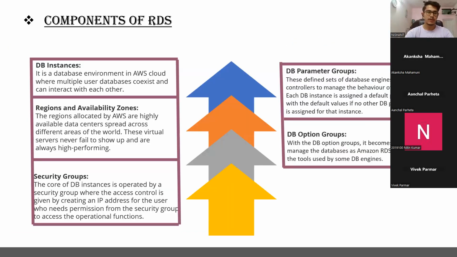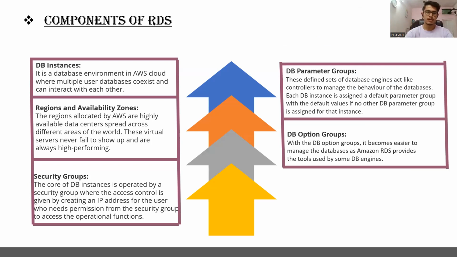So the components of RDS are database instances. It is a database environment in the AWS cloud where multiple user databases coexist and can interact with each other. The next component is regions and availability zones. The regions allocated by AWS are highly available data centers spread across the different areas of the world. These virtual servers never fail to show up and are always high performing.